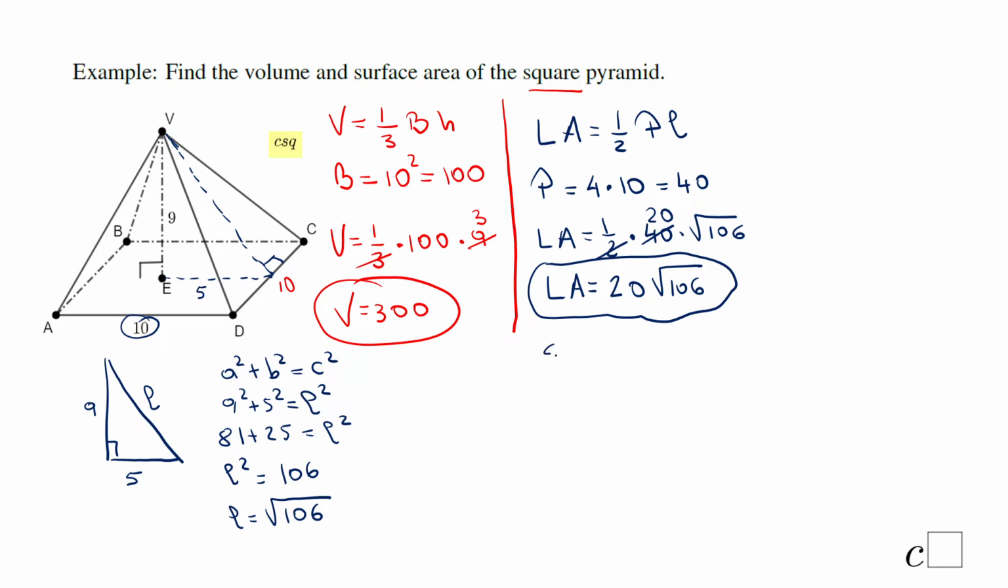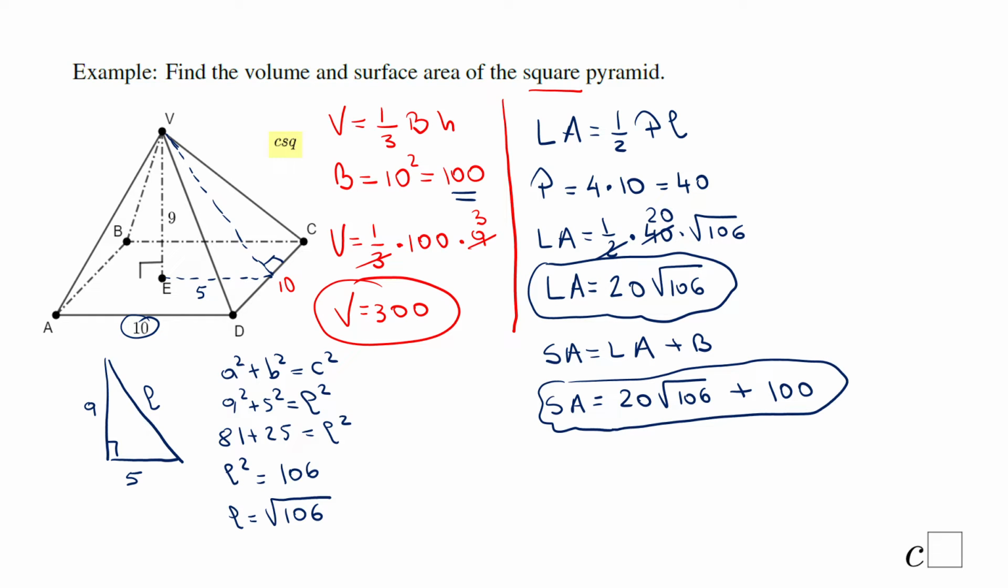Last step here, last part in fact, the surface area is the lateral area plus, again, just one base. A pyramid doesn't have two bases, it has only one. So we have here lateral area 20 square root of 106 plus this 100, which is the area of the base. I'm going to leave it in this form. If you need to evaluate, obviously you need the calculator and put it in the calculator.